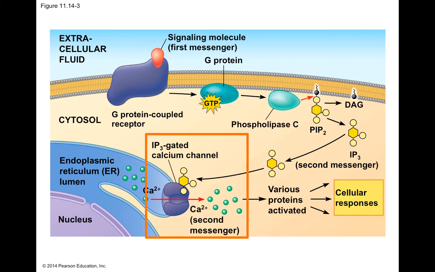IP3 can diffuse through the cytoplasm and acts as a ligand to open an ion-gated channel in the ER. When opened, calcium ions are released into the cytoplasm, down their concentration gradient from high to low, and the calcium ion concentration in the cytoplasm is now increased. This in turn will activate the next set of proteins in the transduction pathway, ultimately leading to a response.